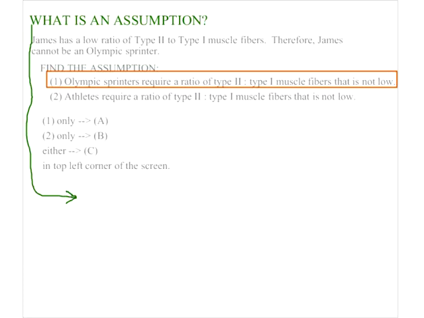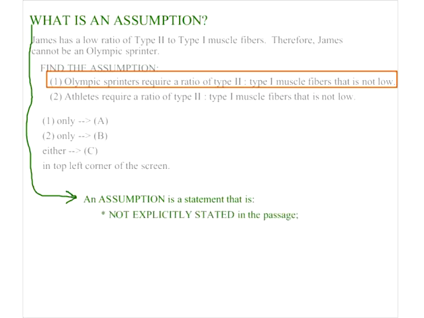An assumption is a statement that is, first, not explicitly stated in the passage, but here's the most important part: it is necessary for the passage to be valid, for the argument to be valid. In other words, an assumption is something that you need.